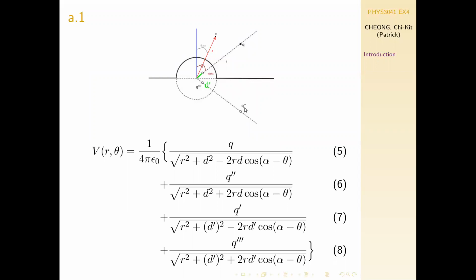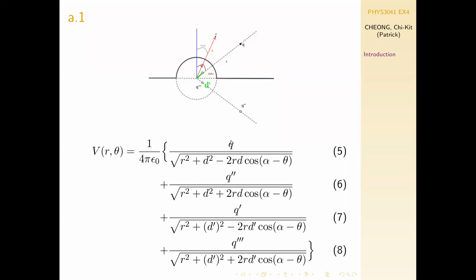Once we know all the point charges, their magnitudes and also their locations, we can write down the electric potential straightforwardly. We simply apply the cosine law, and then we can write down the potential induced by the point charge Q, the image charge Q double prime, and the rest of the image charges Q prime and Q triple prime.